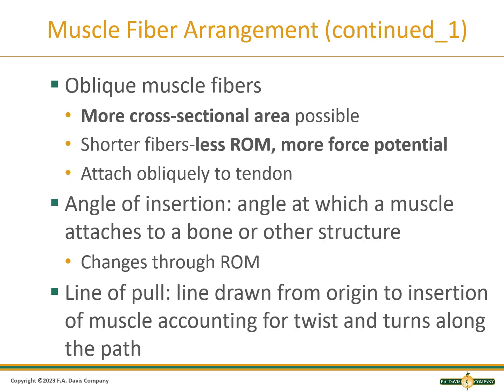We'll compare that with our oblique muscle fibers, and they act to increase the cross-sectional area, making them better at producing force. They have shorter muscle fibers that attach obliquely to the tendon, so that serves to limit the amount of range of motion that these muscles can move through, but their trade-off is the increase in force production.